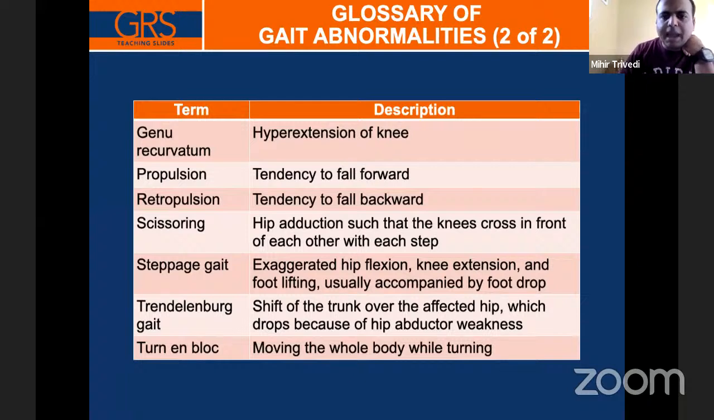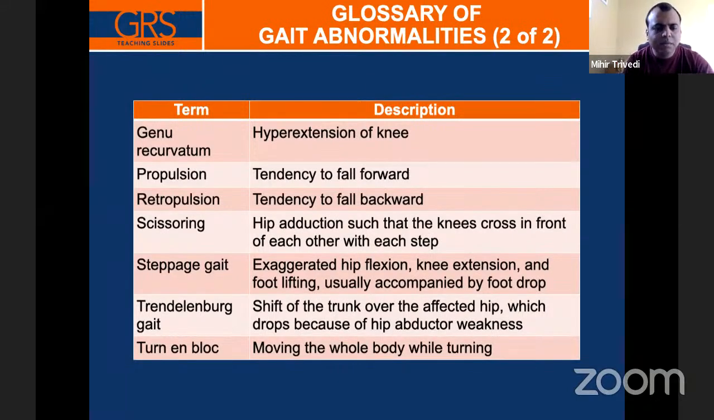Scissoring, hip adduction such that knees cross in front of each other with each step. Steppage gait is exaggerated hip flexion, knee extension, and foot lifting, usually accompanied by foot drop. Trendelenburg gait is shift of the trunk over the affected hip, which drops because of hip abductor weakness. Turn en bloc is moving the whole body while turning.